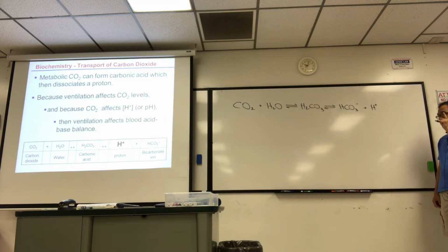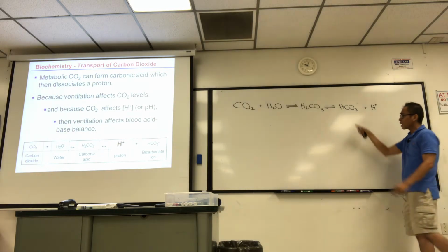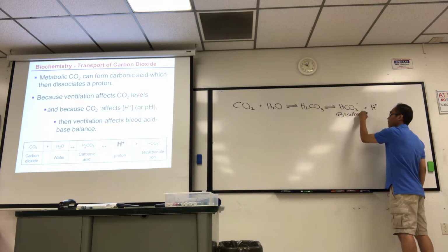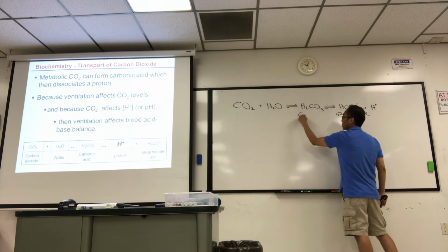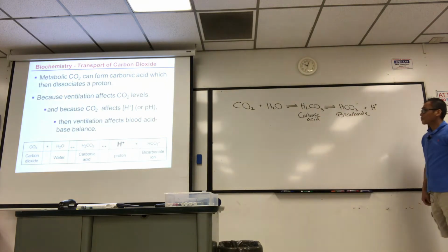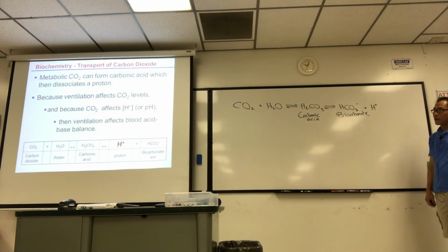Hydrogen has a nucleus of one proton circulating with one electron. So if you remove the electron, it's a hydrogen ion or a proton. That's all that's left right here. This is bicarbonate. And this is carbonic acid, a weak acid that partially dissociates. Anyways, that's the chemistry equation that we're talking about.